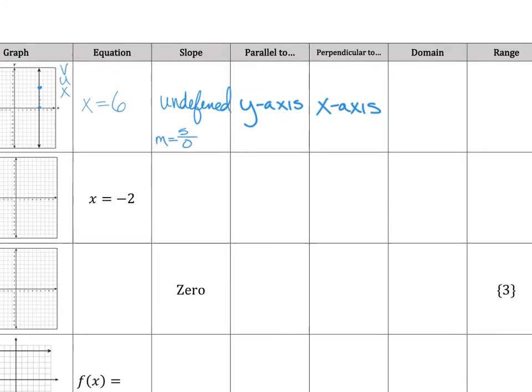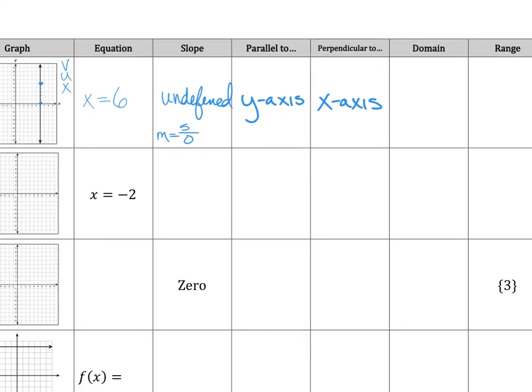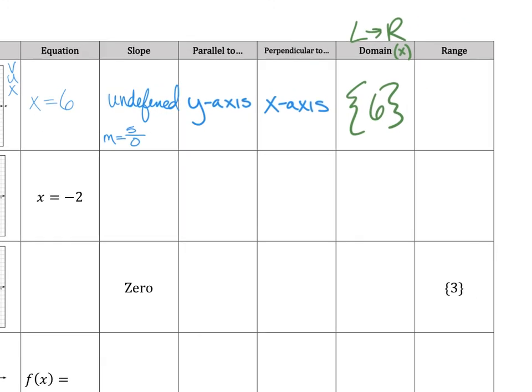Its domain, we're looking at the graph from left to right when we're talking about domain. On the left, does it extend forever to the left and forever to the right? It's just 6. That's the only place where this graph shows up. The x value, or the domain, remember domain is the x's, is 6. And then it's all real numbers for the range, because the range is the bottom to the top. If we look at the bottom, or the y values, we've got an arrow, and we've got an arrow at the top, so that one is all real numbers.